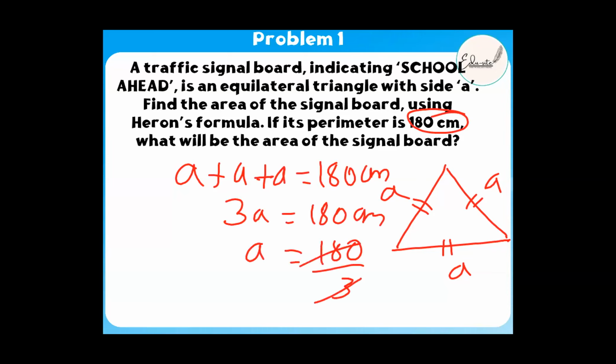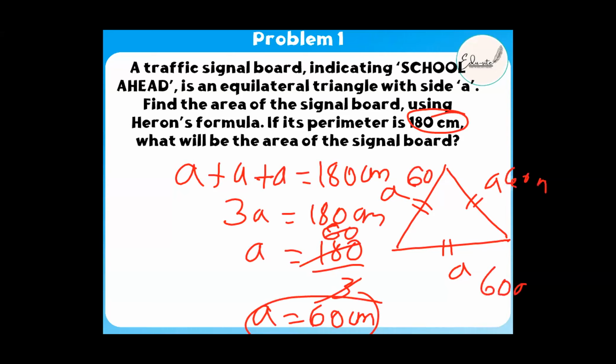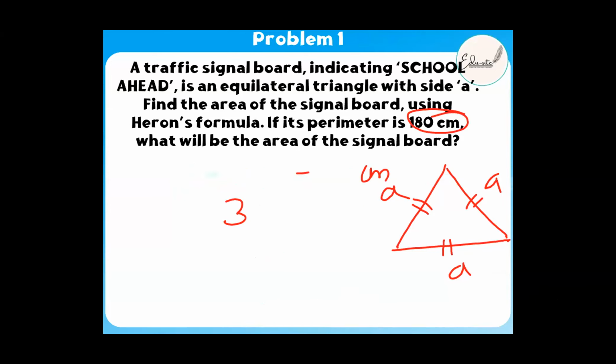3 how many times is 18? 3 fives are 15, 3 sixes are 18. So this is 60, and a is equal to 60 centimeters. A single side is 60 centimeters. This is 60 centimeters, and this is 60 centimeters. Now, how will you calculate, Laiba? How will you calculate the area with Heron's formula?